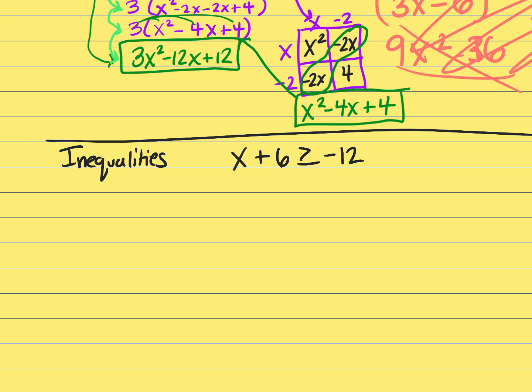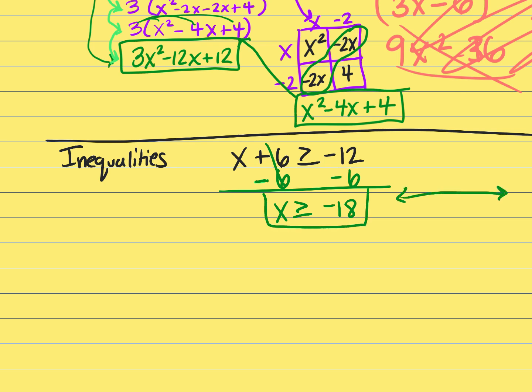Now, if I'm going to solve this, what's my first step? Subtract 6 from both sides. And I get x is greater than or equal to negative 18. And I'm done, unless they ask me to graph it. If they ask me to graph it, I would go to negative 18. And since I can actually plug in negative 18 right here, negative 18 is equal to negative 18, that means I can shade it in. So I would do a closed circle and I would shade it in.